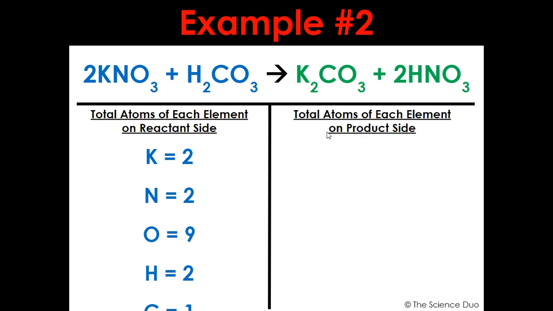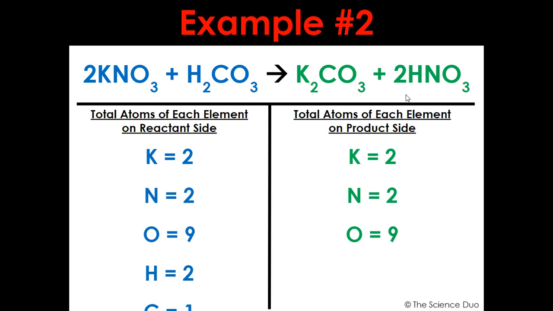Let's look at the other side now. Let's look at the total atoms of each element on the product side. We know that potassium has 2. Notice the subscript 2. Oh, sorry, let's do nitrogen. Our nitrogen is going to be 2, because notice the 2 that's in the front, the coefficient, that's telling us that we have 2 nitrogen.